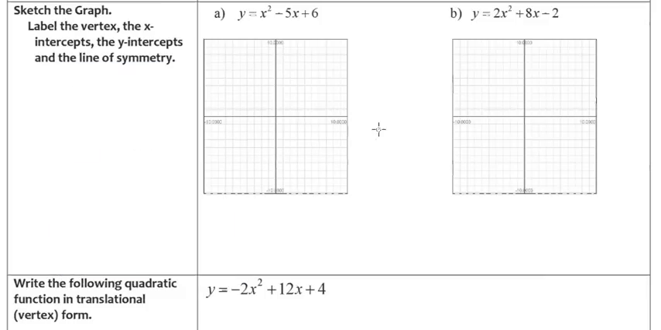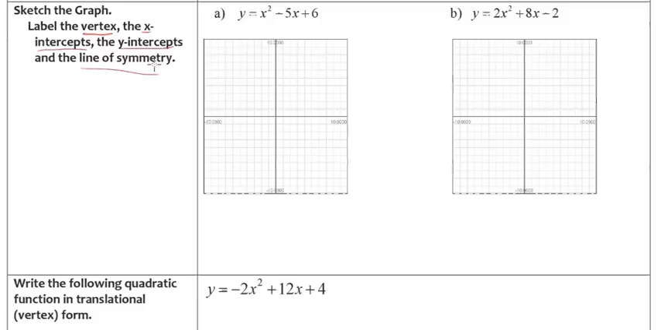All right, here we go, part two on the 1.7 notes here. It says sketch the graph and then label the vertex. So make sure we do all these pieces asked of us. Label the vertex, the x-intercepts, the y-intercepts, and the line of symmetry. So please don't skip out on any of those pieces. We got to get them all in there.